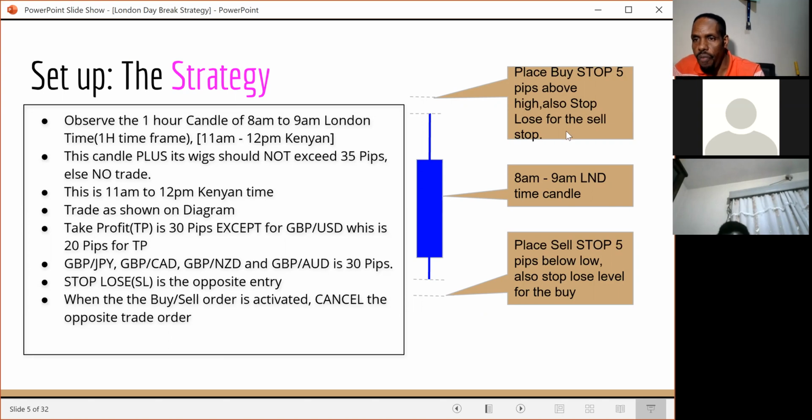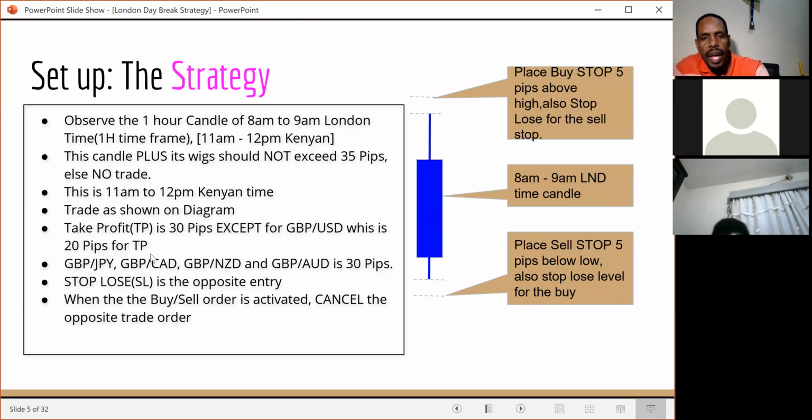stop loss for the sell. The sell is you place your sell stop 5 pips below the low of the market, which is also your stop loss level for the buy stop. All right. If you have understood me so far, maybe put in there 2 to 2, and then I know that we are together. All right.